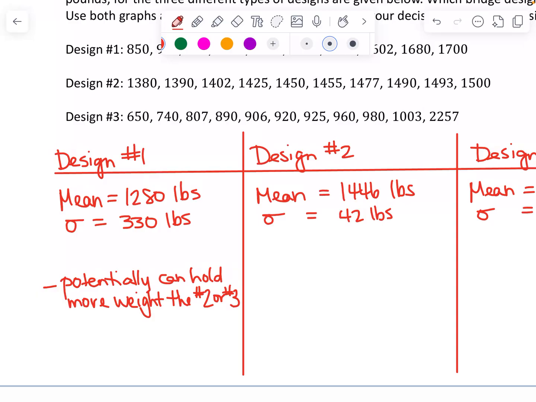Okay, because we're guaranteed to hold a lot of weight with very little deviation below the average or above, right? Only 42 pounds. So it's the safe option, holds a lot of weight. And because it has a very small spread, that's why it's the safe option. Very small spread.